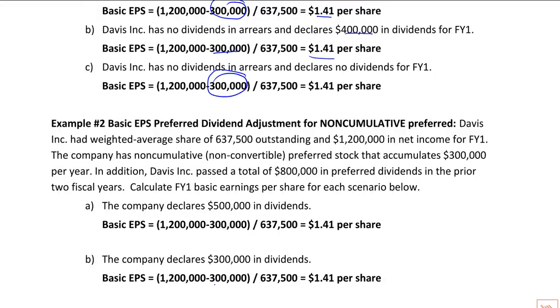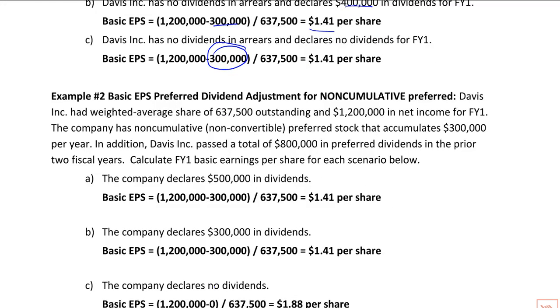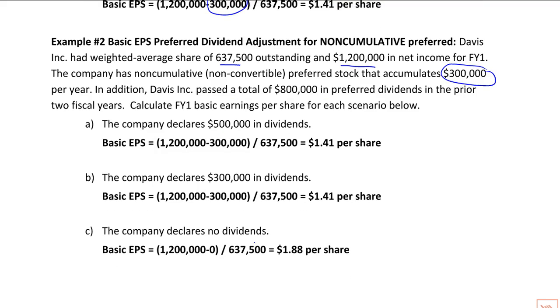Now, for non-cumulative, you better believe it matters, because we want to know exactly what the non-cumulative preferred stockholders got. So we'll have this problem in example 2, still 637,500 basic weighted average shares and 1.2 million net income. Company has non-cumulative preferred stock, and it accumulates 300,000 in a year. The current year's dividend is always 300,000. They have passed a total of 800,000 preferred dividends. We don't care because it's non-cumulative. Calculate basic EPS. The company declares 300,000.